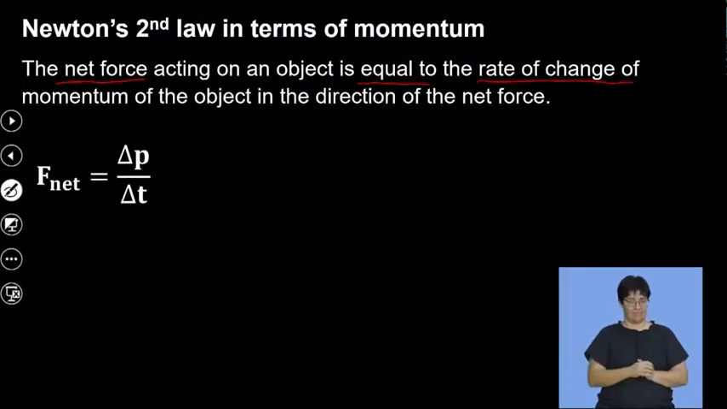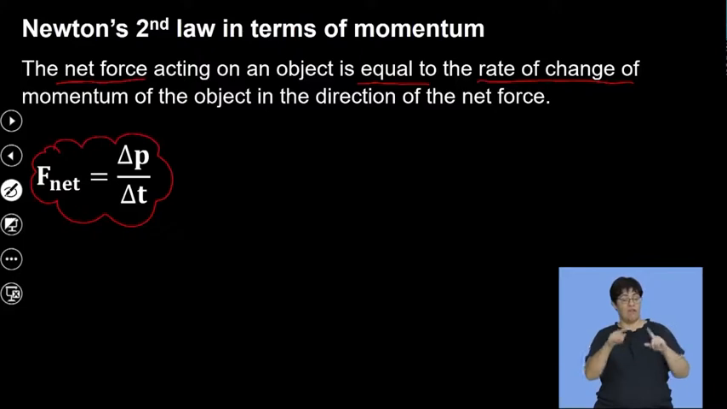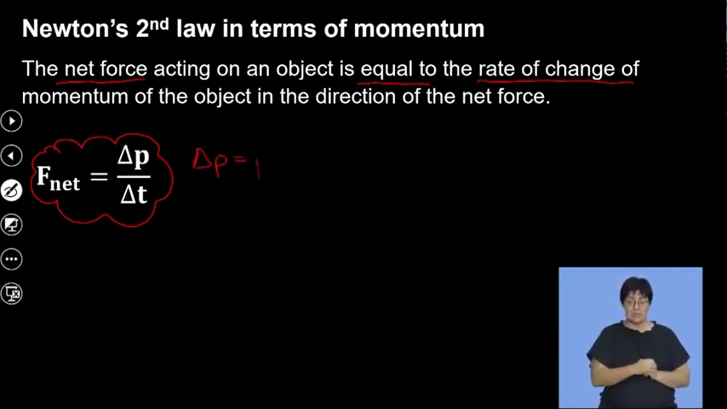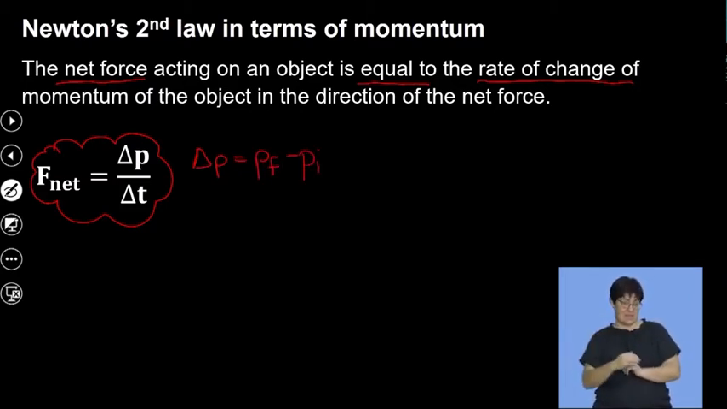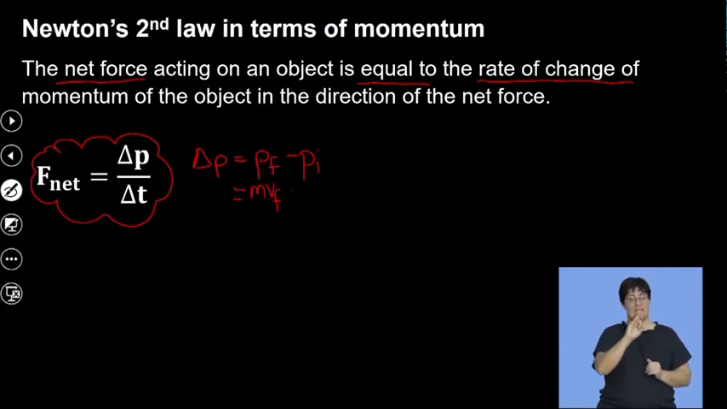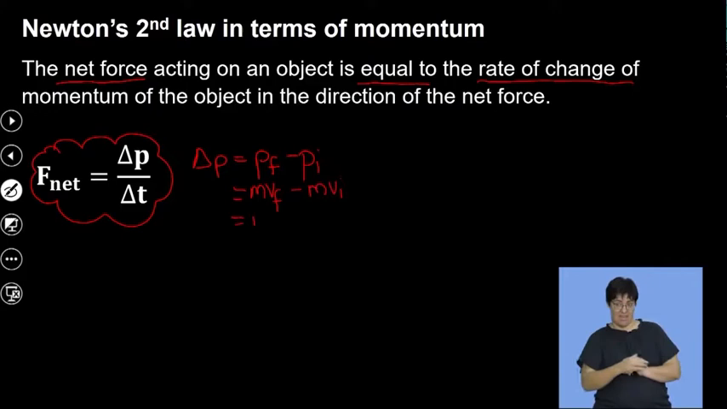So, here's our next equation, where F net equals delta P over delta T. That's our equation. Change in momentum, now I didn't write it like that just now. Remember, change in momentum means that it's PF minus PI. Now, if we go through all the maths again, that means that this is going to be m Vf minus m Vi. I take the m out.